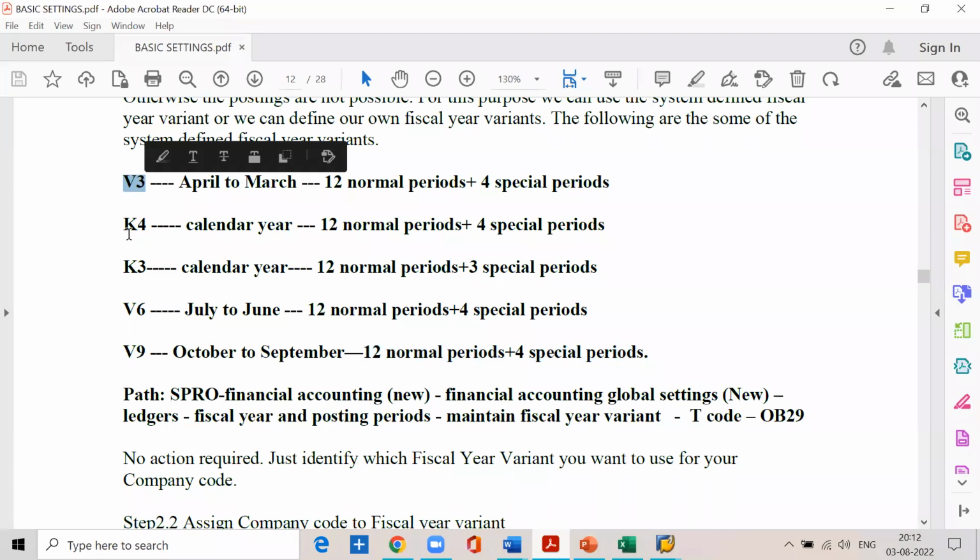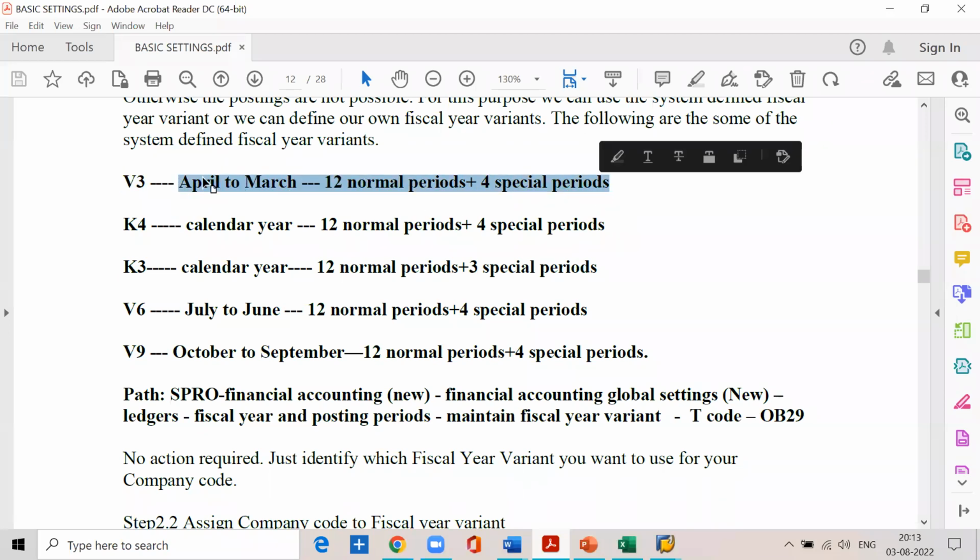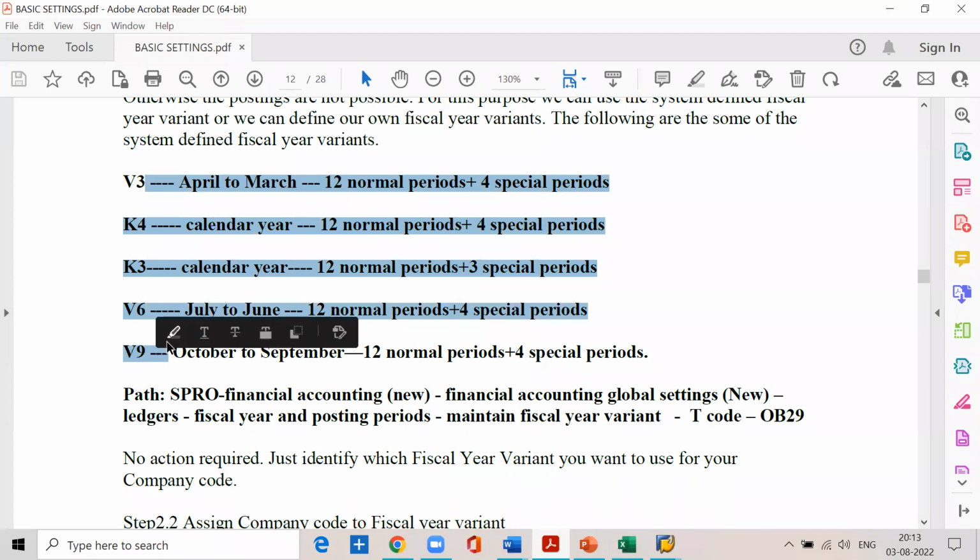Here, V3, K4, K3, V6, V9, they don't have any meaning at all. They do not carry any meaning, but they represent an object. For this object, these values are assigned. That's why this is called a variant. So when you purchase the software from the SAP company, these variants are already available in the system by default.